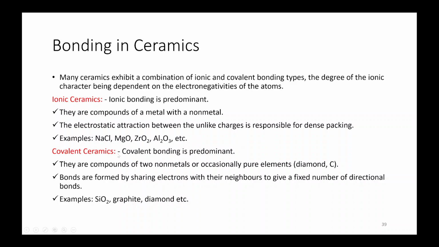Covalent ceramics. Covalent bonding is predominant in these. They are compounds of two non-metals or occasionally pure elements. For example, graphite and coal all consist of carbon atoms. Bonds are formed by sharing electrons with their neighbors to give a fixed number of directional bonds. Examples are silica, graphite, diamond, etc.